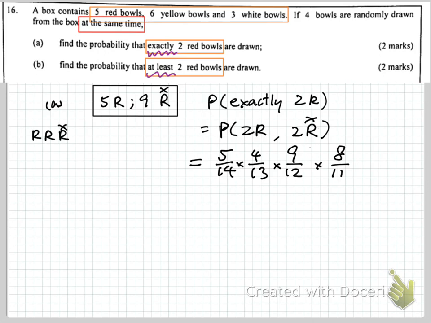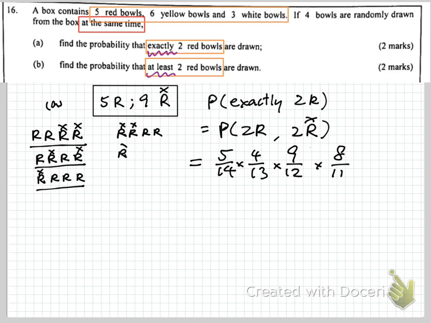We can have 2 red, 2 non-red. Wow, it's once again quite a bit of counting to do. You can do it manually like what I'm doing here now. To put 2 reds and 2 non-reds, we can have this. What else? We can have the mirror image. This one, and then we can have this one.